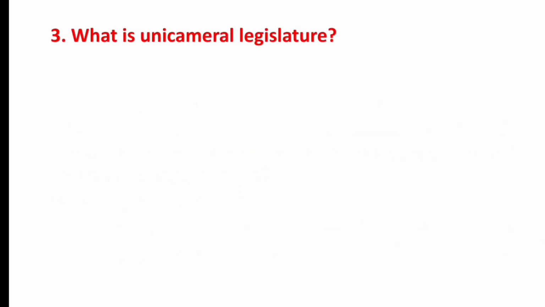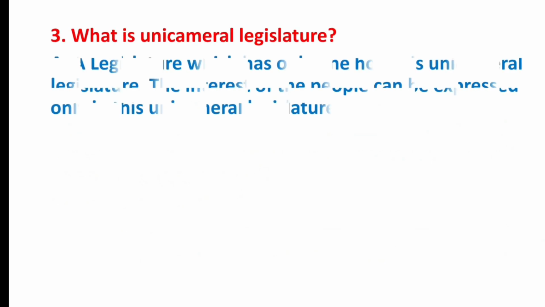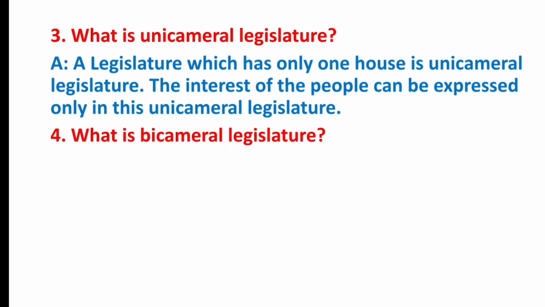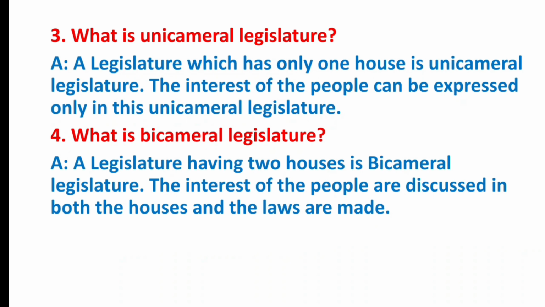What is a unicameral legislature? A legislature which has only one house is a unicameral legislature. The interest of the people can be expressed only in this unicameral legislature. What is a bicameral legislature? A legislature having two houses is a bicameral legislature. The interests of the people are discussed in both the houses and the laws are made.